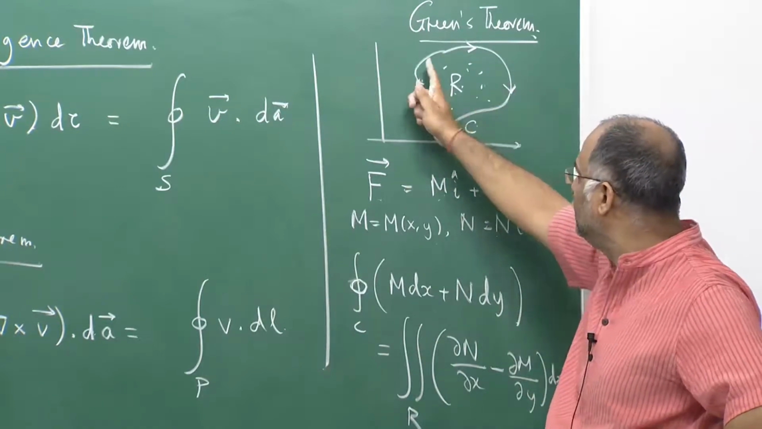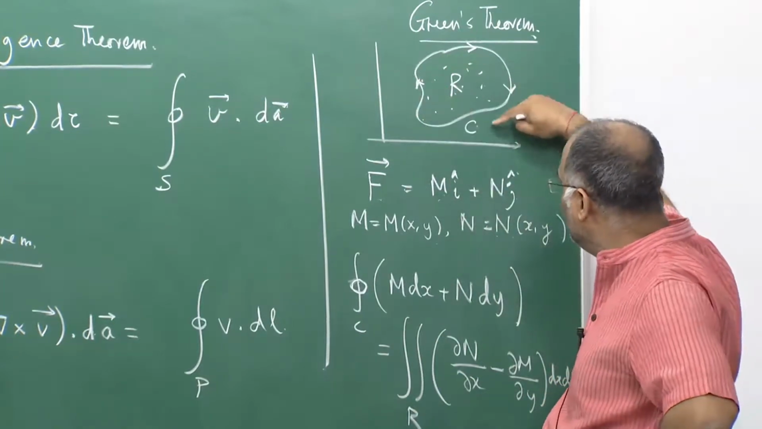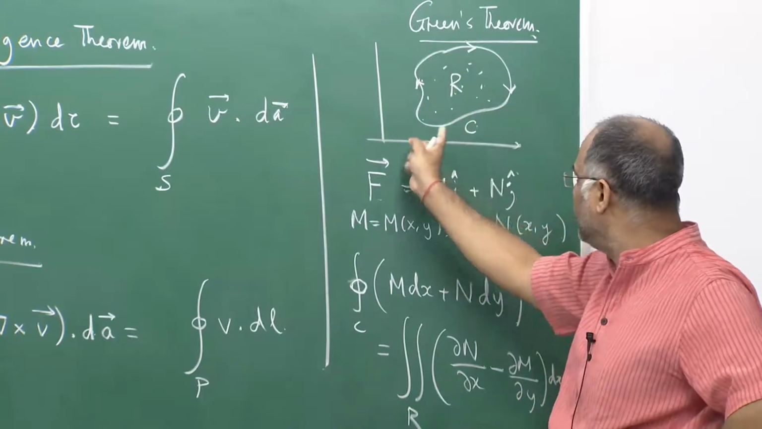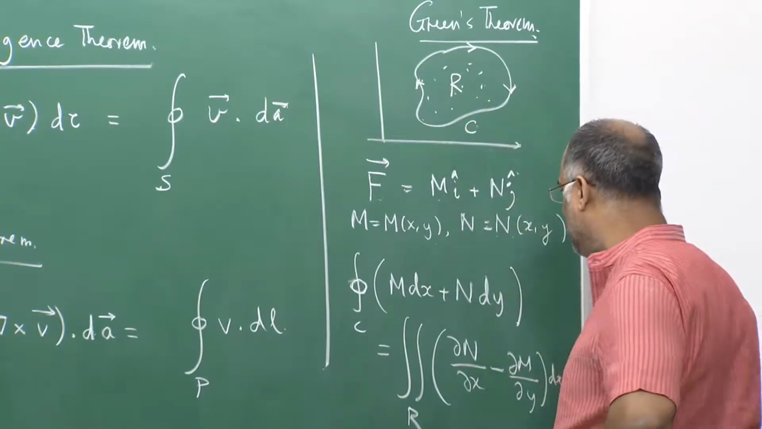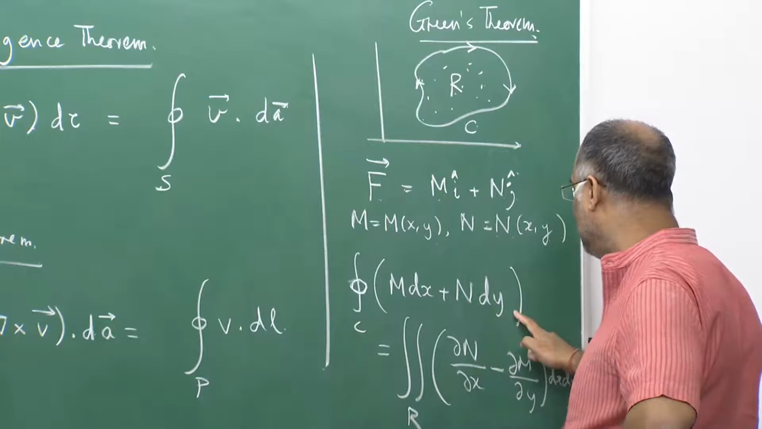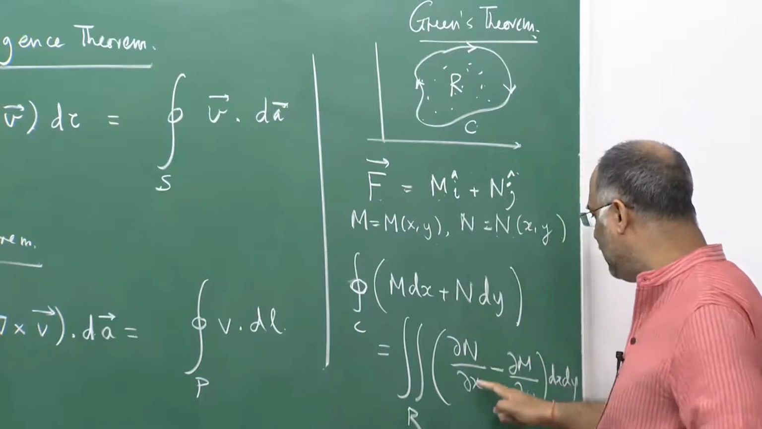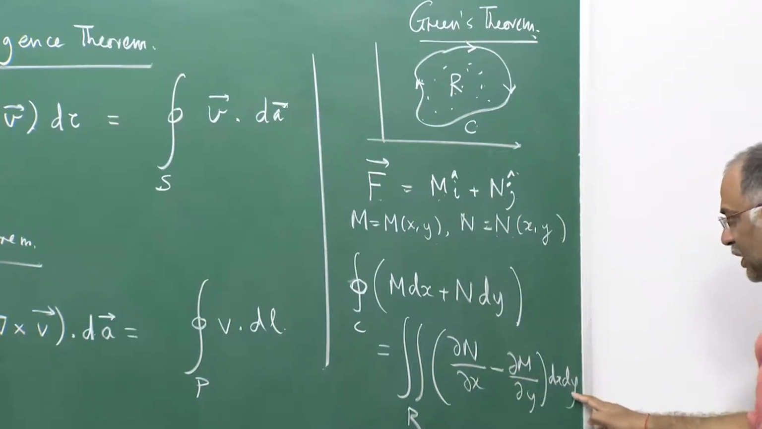So, if I move along this, it will always be on my right hand. If I am moving along this part in a counterclockwise fashion, then the integral of M dx plus N dy is the same as the integral of del N del x minus del M del y into dx dy.